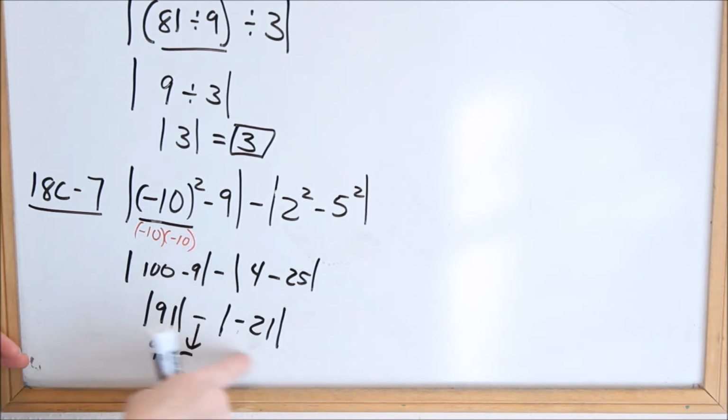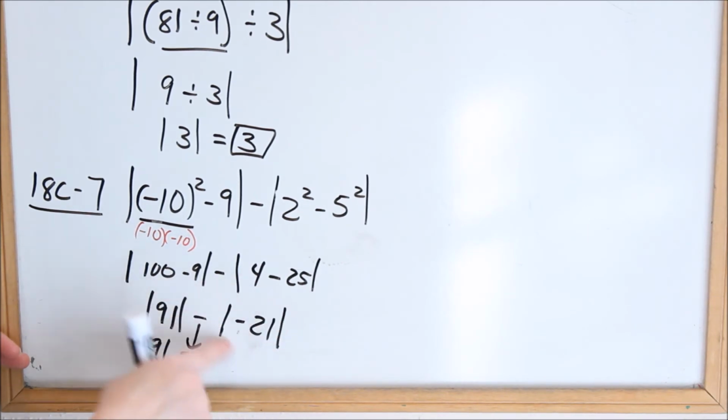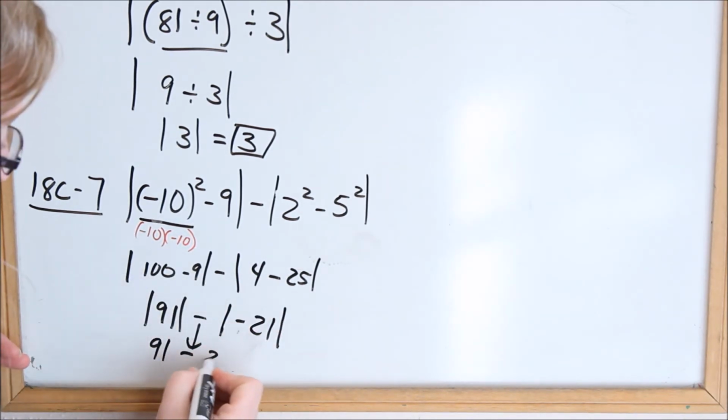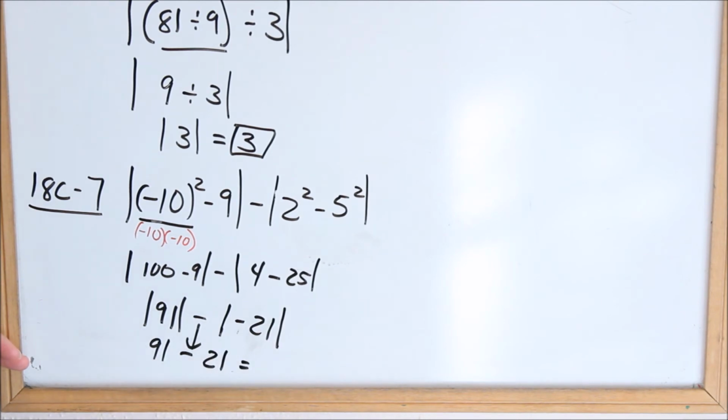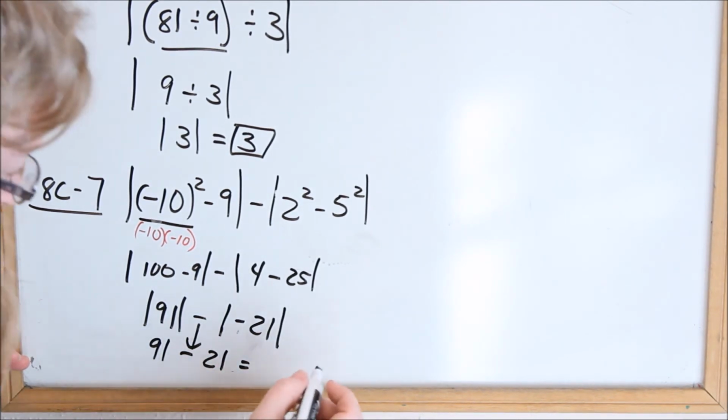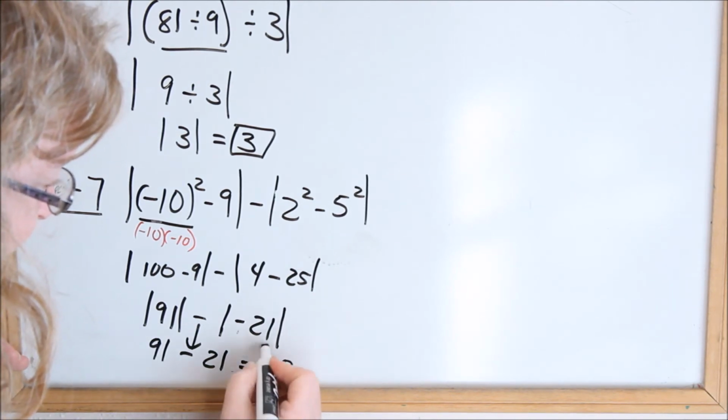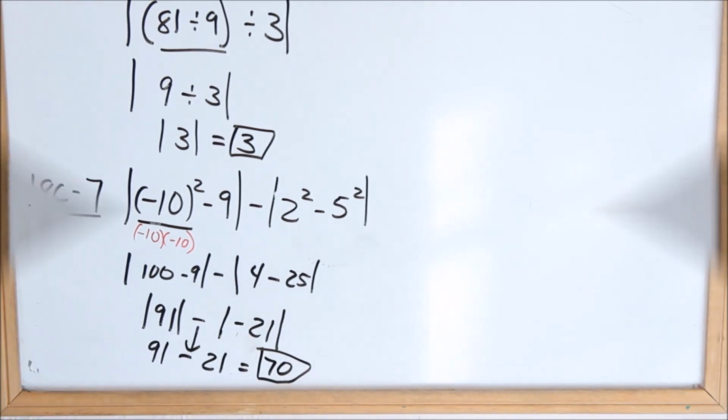This is in the absolute value, so you do that. The absolute value of a negative 21 is a positive 21. So be careful and don't lose your signs. Now 91 minus 21 should be 70, and that would be your final answer.